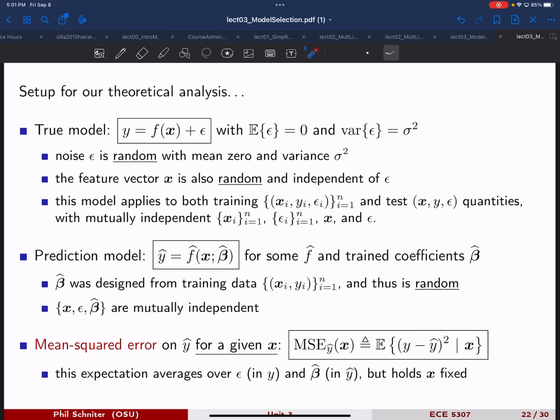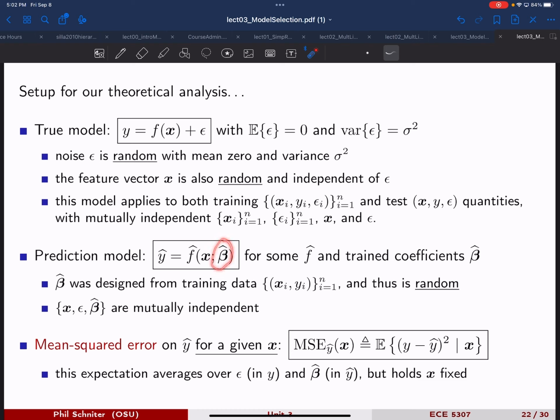So somehow I get a bunch of training data, I collect that, I do some design, I get some beta hat vector, and now I'm ready to test it. I plug in the true features here and I get out some approximation, some prediction of the truth, which is probably not going to be perfect. So there's a hat on this function because this is my prediction function. It might be totally different than the true function.